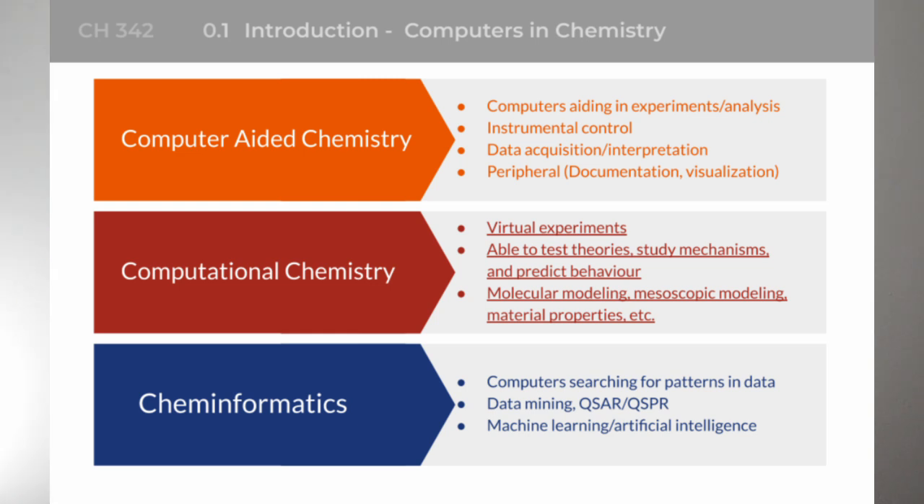Now, the second way that computers can be used in chemistry is through computational chemistry. Now, in computational chemistry, what we're doing is we're doing experiments virtually. We're actually doing experiments inside the computer. So, with computational chemistry, you can test theories, you can predict behavior, or you can also study mechanisms.